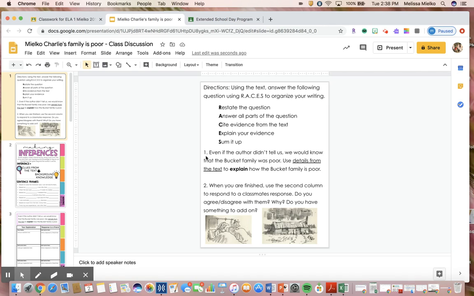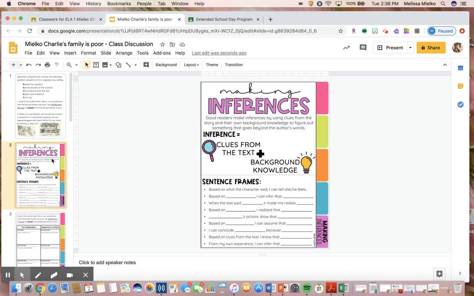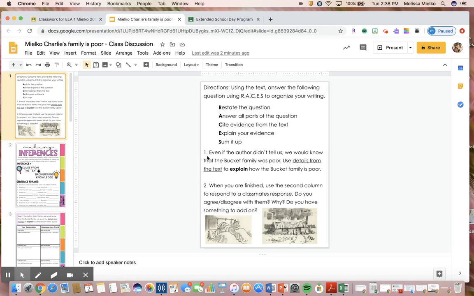Before I read the first question, I'm going to remind you what making inferences is. This comes straight out of our reading response journal, the one that we've used all year in school. Good readers make inferences by using clues from the story and their own background knowledge to figure out something that goes beyond the author's words. We're definitely going to be making inferences today while we're reading and while we're answering our question.